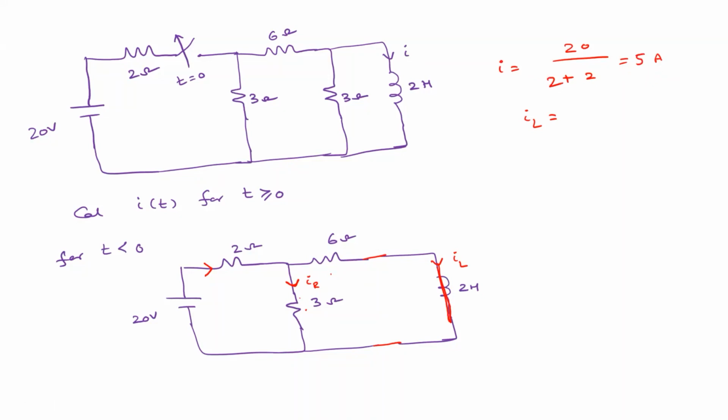So how is this IL divided? How much current flows here and how much flows here? We decide that based on the resistances, right? What is the current flowing here? Current division: the opposite one is 3 by 3 plus 6 into 5, right? Agree?